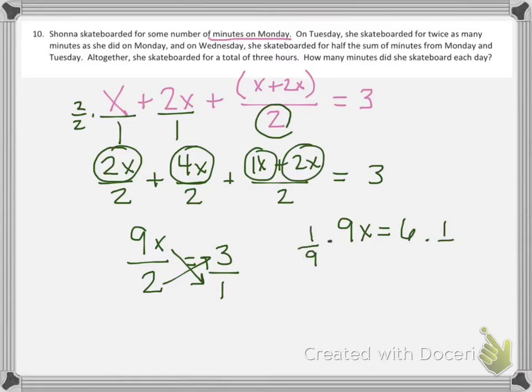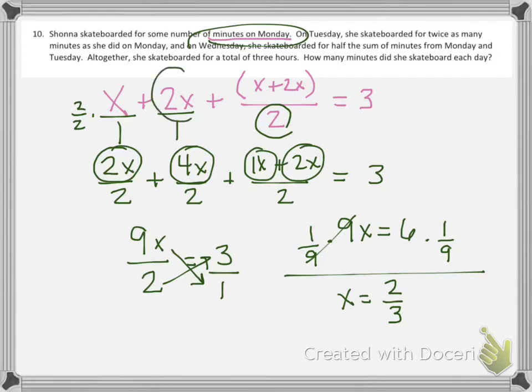Multiply by 1/9. And we get x is equal to 6 over 9, or I can simplify that to be 2/3. So x equals 2/3. How many minutes did she skateboard each day? Well, if x is the number of minutes on Monday, then that would be right here. Maybe I can circle that. Yeah. x is the number of minutes on Monday, so x is 2/3 of a minute. And then on Tuesday, that was 2 times that.